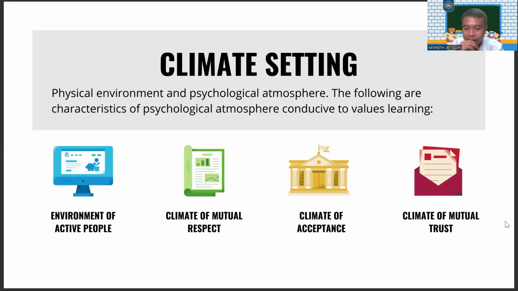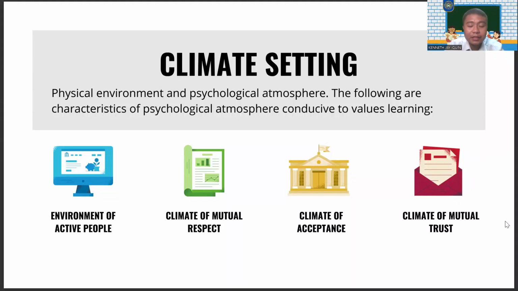The following are characteristics of a psychological atmosphere conducive to values learning. First is an environment of active people. People learn when they are personally involved in the learning process. Learning is not poured into people. Learning emerges from people. Second is a climate of mutual respect. When a high value is placed on individual uniqueness, a sense of caring prevails. Learners are more open to learning when they feel respected.